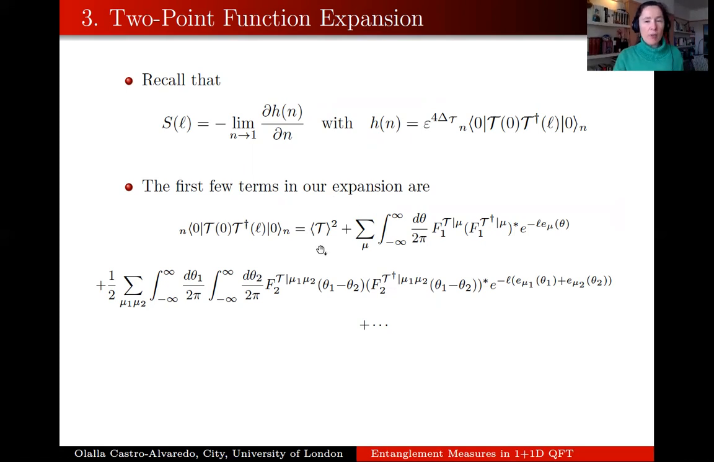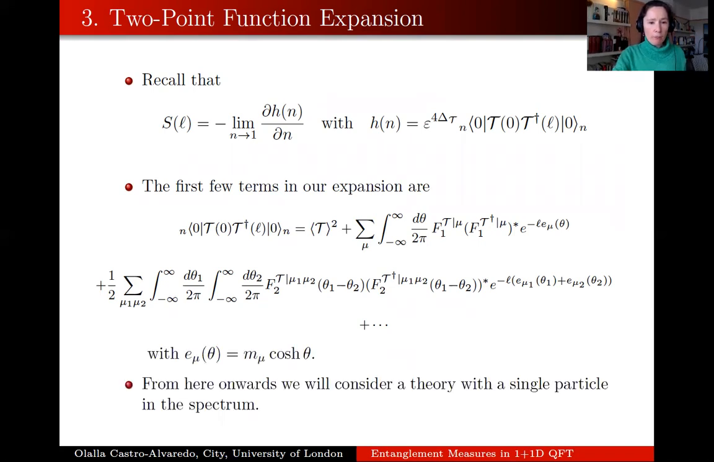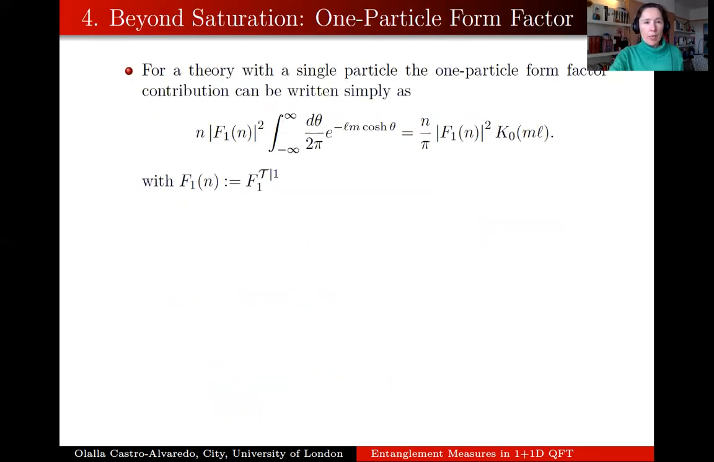Now, the vacuum expectation value, this is what is going to give us the saturation. So we have already discussed that, and we're not going to talk a lot about that term. And from now on, we're going to focus on a theory with a single particle, so we can get rid of all these sums over particle types. But if we have more than 1 particle, it's the same derivation, nothing much changes. So let's look at the 1 particle form factor contribution. 1 particle form factors of spinless fields are constant, so we can take them out of that integral, and we just get this kind of Bessel function.